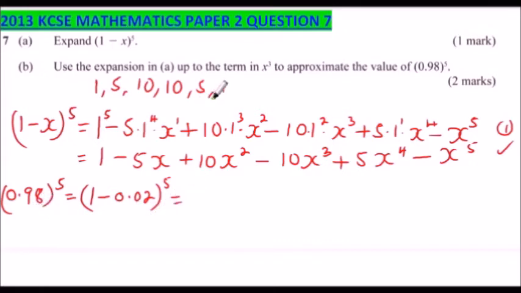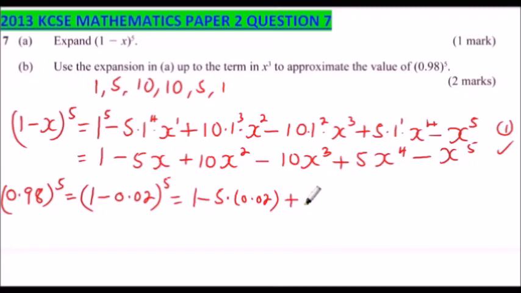And because we are told to expand that to x to power 3, this is where we have x to power 3. So we say it is 1. Now what you do is, because our x is now represented by 0.02, you replace x with 0.02, and this will be minus. Now it will be 5. We use a dot for multiplication, 0.02 now instead of x here. So we just replace x.